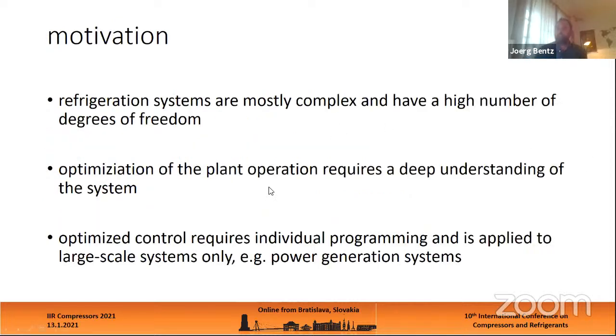The motivation is that refrigeration systems are mostly complex and have a high number of degrees of freedom, and therefore an optimization of the plant operation requires a deep understanding of the system. That's why optimized control requires individual programming and is applied to large-scale systems only, like power generation systems. That led us to the idea of a modular optimization tool to make optimization also available for small-scale systems.